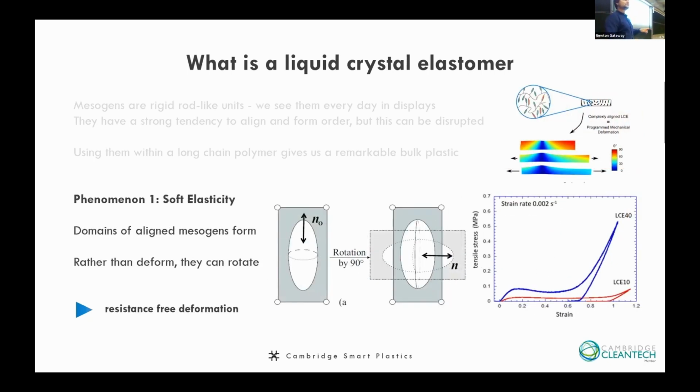I'll circle back to soft elasticity at some point, because actually I find this the worst part of LCE and a limiting factor of it, despite it being what was very popular to write about in the 90s and so on.